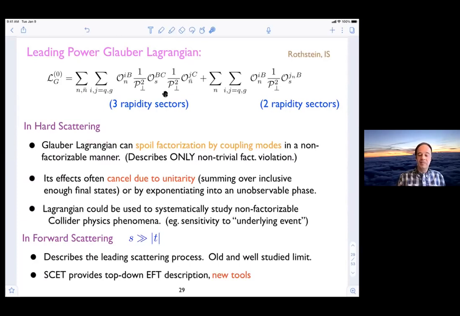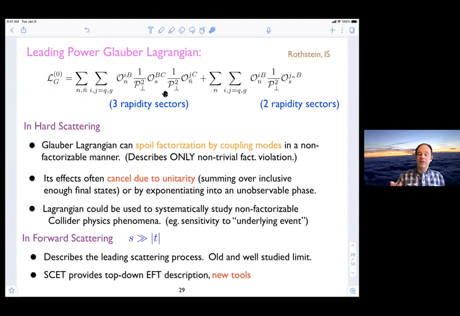So in that sense, this Glauber Lagrangian spoils factorization by coupling the nodes back together. And it turns out that it's actually the only thing that can do that in a non-trivial way. So the whole problem of proving factorization in an SCET language is showing that this Glauber Lagrangian can be ignored. And if you can do that, then you prove factorization. Now it's hard to do that, and it's only been done in a few cases. But the basic idea of why it cancels out is due to unitarity.